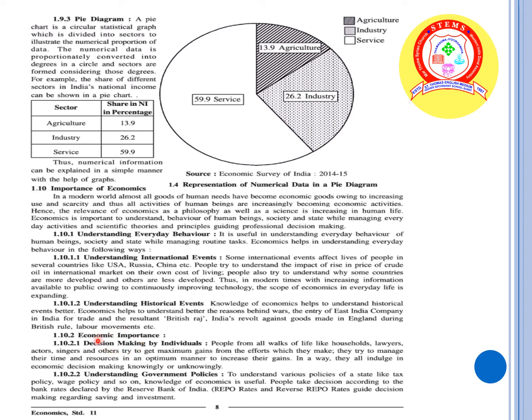So the type of decision made by each and every individual is taken into consideration in economic importance. In society there are different lifestyles adopted by different people. Some are households, some are lawyers, some are actors by profession, some are singers, and others try to get maximum gains from the efforts which they make.